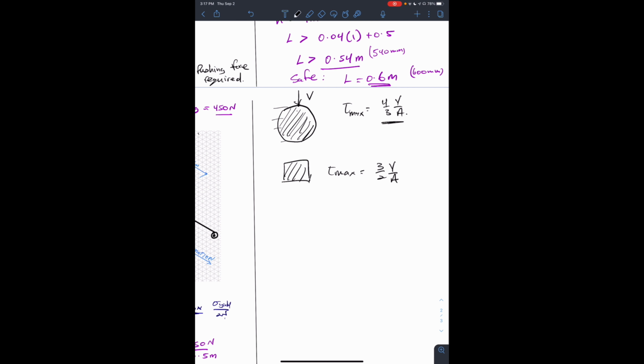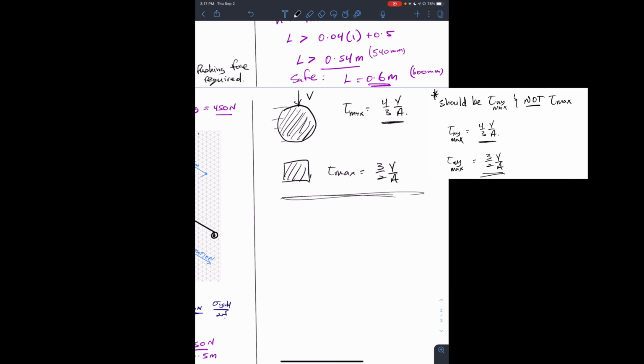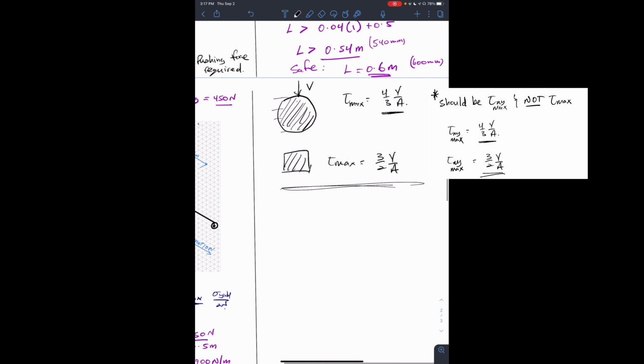So these are just two things to keep in mind as we go along in the course, because we'll be mostly or all the time looking at either square sections or round sections. Just keep things simple.